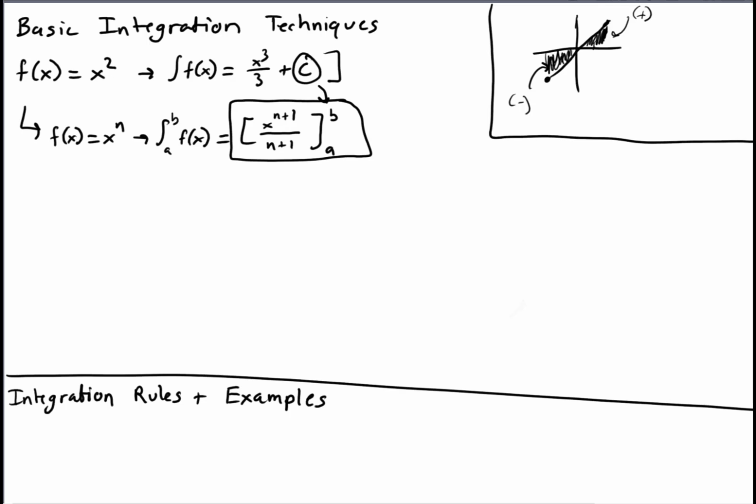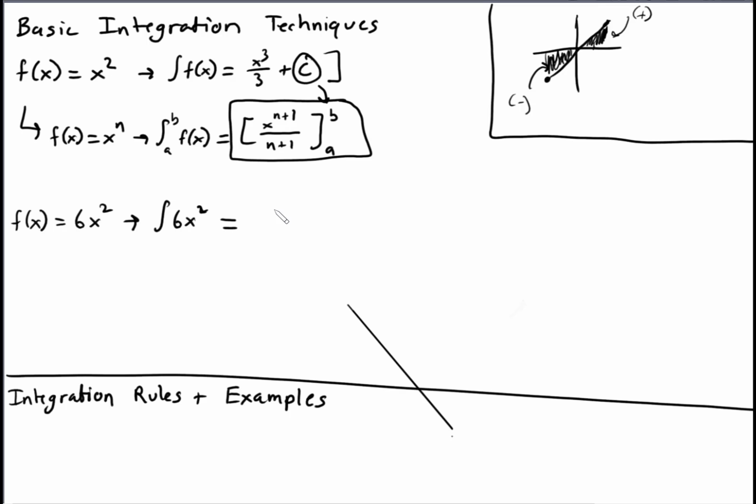So we'll do a quick example that's different from the one over here. Let's say we're given f of x is equal to 6x squared. What's the integral of this function? Well, integral of 6x squared, we'll ignore the plus c for the time being, but what is this integral?